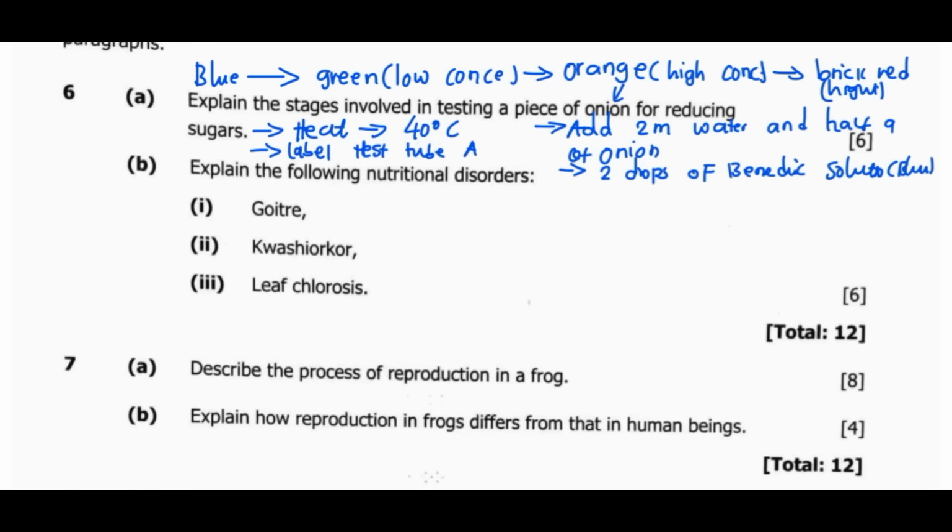Now let's look at goiter here. So goiter can just be defined as the swelling of the thyroid gland. So if you look at the thyroid gland and the hormone production, we know that this is the endocrine system. The function of the thyroid gland is to secrete the hormone known as thyroxine, which is responsible for basal metabolic rate.